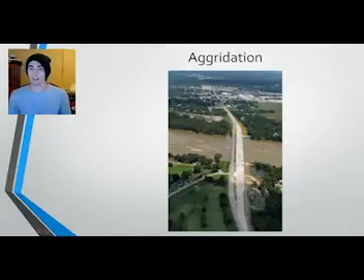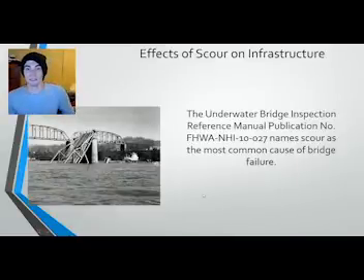So what kind of effect does scour have on bridges? Well, a substantial one actually.